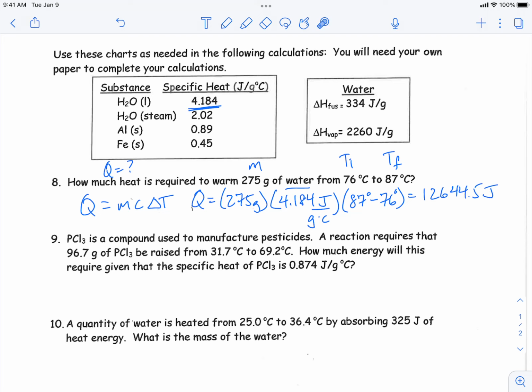Rounding to significant figures, this value for the mass has 3, and then this value has 2, because when we were to subtract those, we would get 11 degrees. So that's 2. So I'm going to round my value now to 1, 3, and then 0, 0, 0 joules as my rounded answer with significant figures. All right.